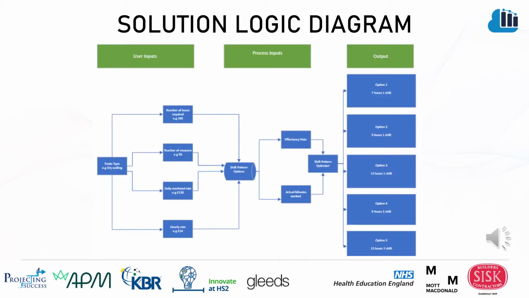This is our solution logic diagram. On the left-hand side are the user inputs, through the middle the process inputs, and to the right the outputs. This incorporates all of the steps that we believe would need to underpin the code that would need to be written to develop our calculator app.